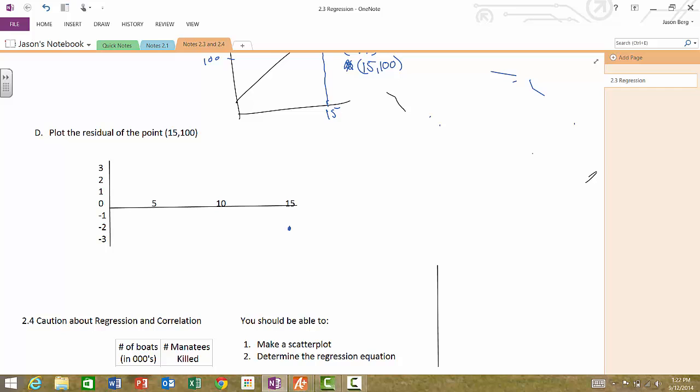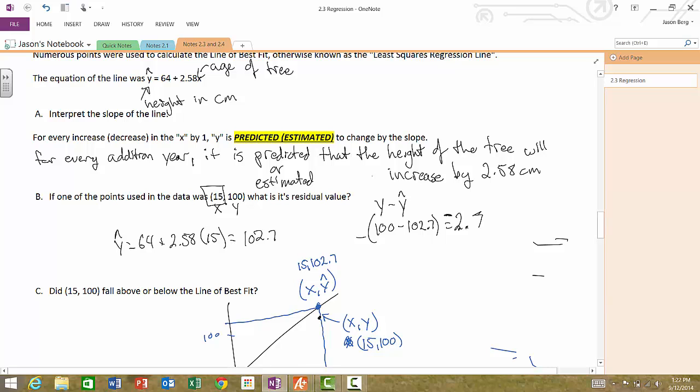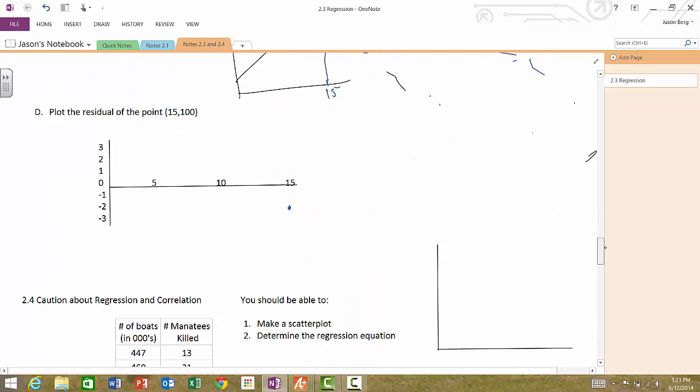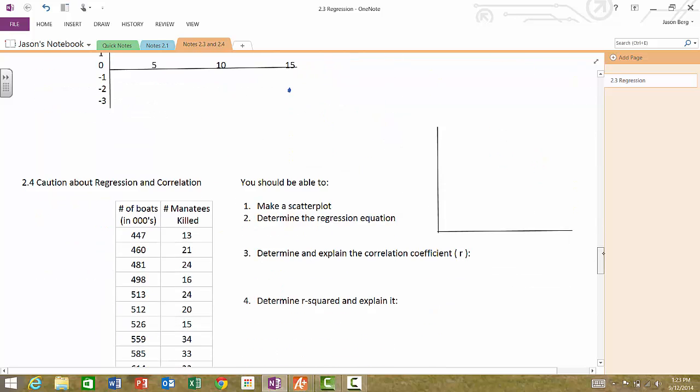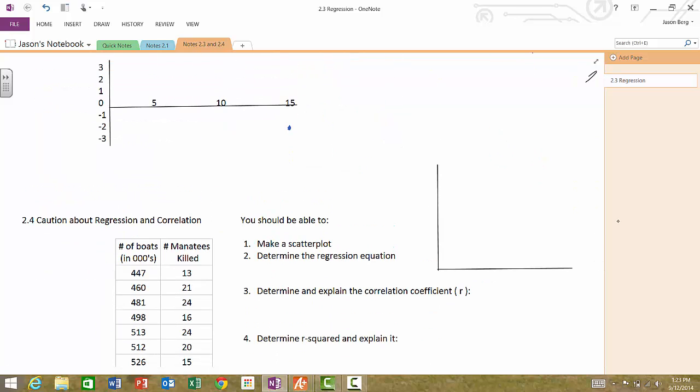But residuals defined by hand, it's y minus y hat. To find the y hat, you plug x into your linear regression equation. This is y hat, and then it's y minus y hat. So 100 minus 102.7. Negative values fall below the line of best fit. Positive values fall above the line of best fit. And if this turns out to be 0, it is right on the line of best fit. Okay, so that is more of the 2.3 notes.